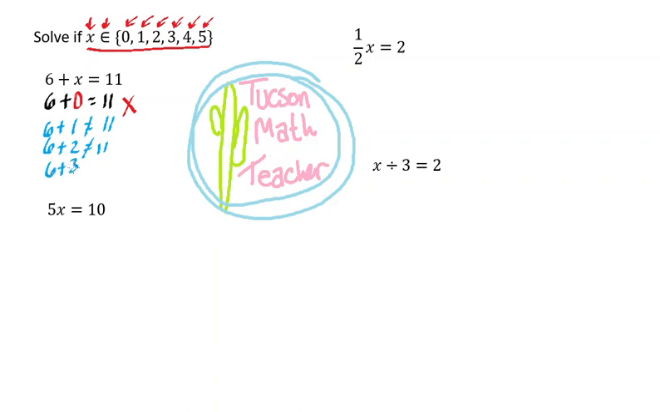6 plus 3 equals 11. Nope. 6 plus 4 equals 11. Again, it does not. 6 plus 5 equals 11. Bingo, there it is. That's the one that works. And so we say the solution is 5.